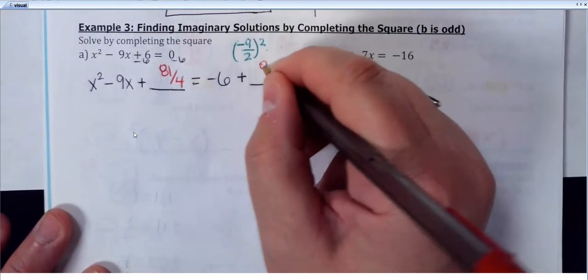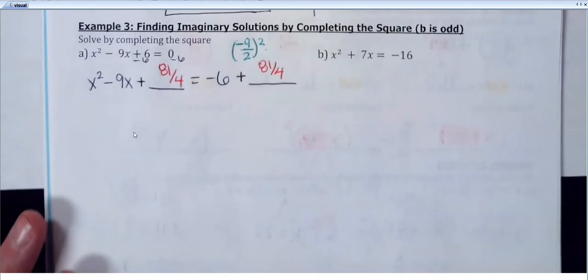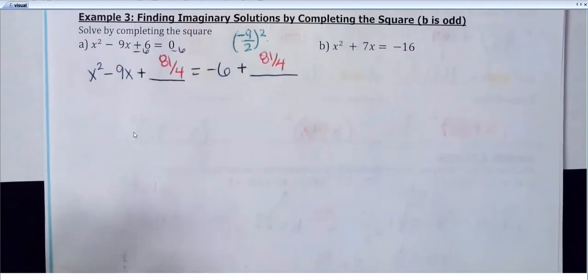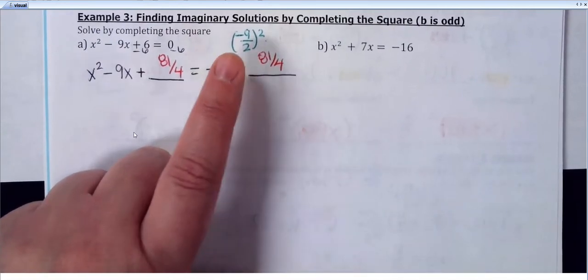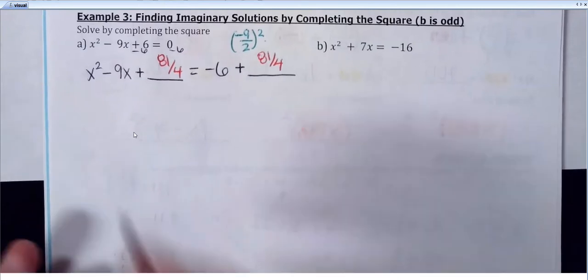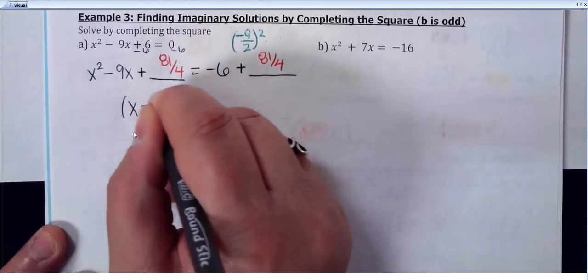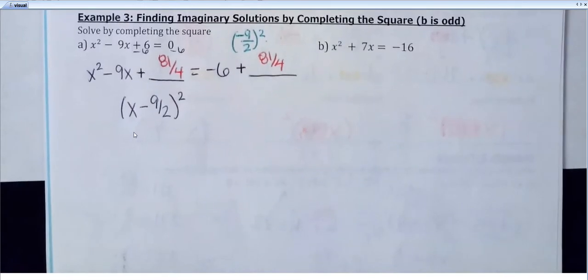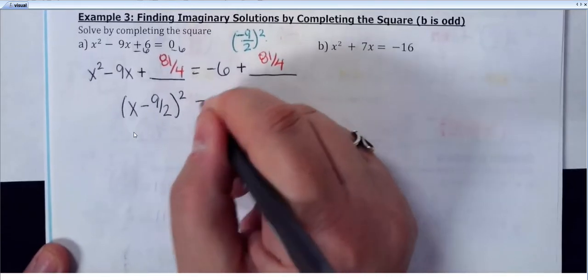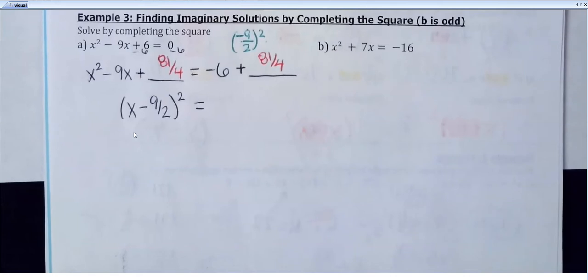So 81 over 4. All right, now, just remember, especially if you have to work with the fraction, whatever you square, I swear to you that's what's going to be in the factors. So we squared negative 9 over 2. So this is going to be x minus 9 over 2 squared. Okay, now, we all know how to add fractions, yes, no?